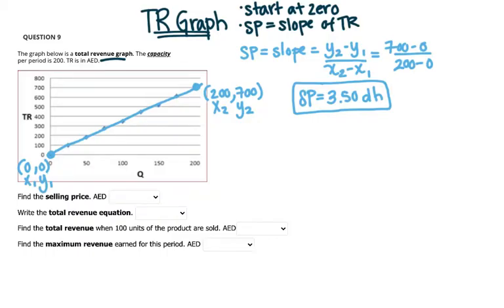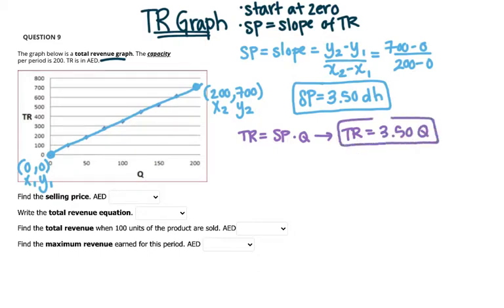That's how much I'm selling my item for. Now it's asking for the total revenue equation. That's just selling price times quantity. So the total revenue equation is 3.50 times quantity Q. Remember, with an equation, you always leave the Q in it.